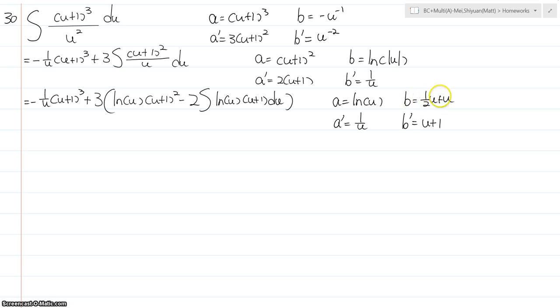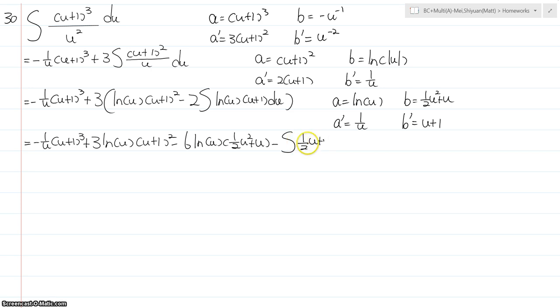Now be very careful with the signs and the numbers. This thing up front is always itself, plus, multiplying them by 1, 3 ln u times (u plus 1) squared, minus 6 ln u times (1/2 u squared plus u), minus the integral of a prime times b, which will be 1 over u times (1/2 u squared plus u). So it would be the integral of (1/2 u plus 1) du.